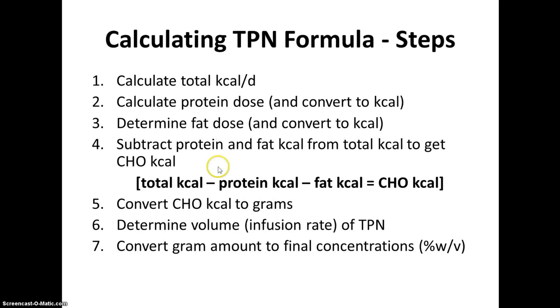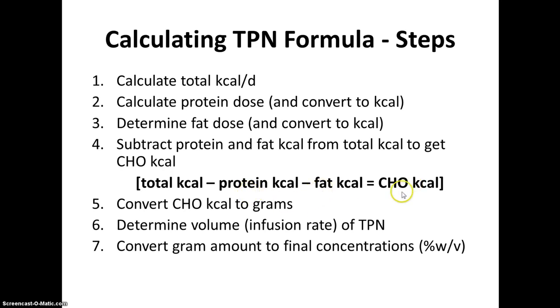So after we do that, we're going to want to determine our carbohydrate kilocalories, and we do that by subtracting the protein and the fat from the total kilocalories. And here's the equation. Total kilocalories, which are determined in number 1, minus the protein kilocalories, which are determined in number 2, minus the fat kilocalories. And that'll give us our total carbohydrate kilocalories, because the total calories is carbohydrates plus fat plus protein kilocalories.